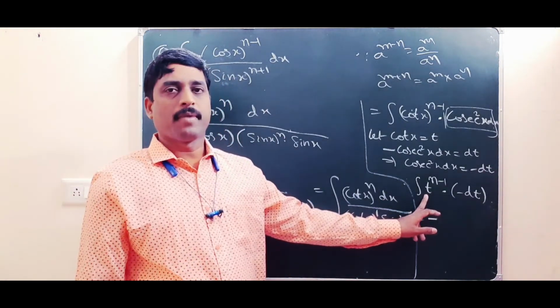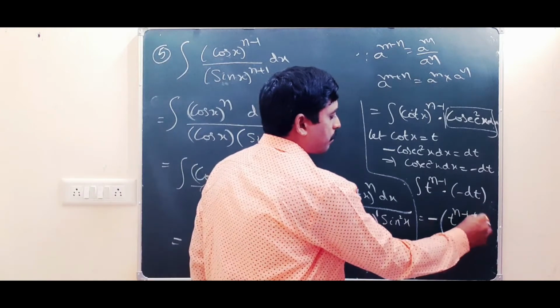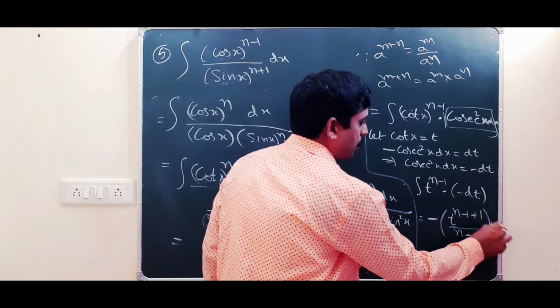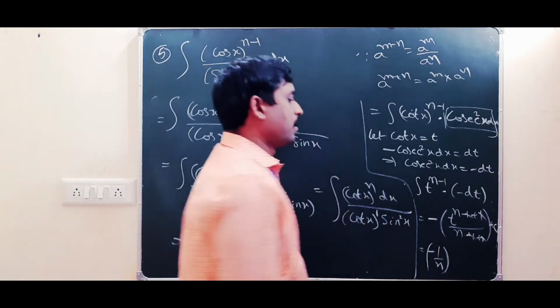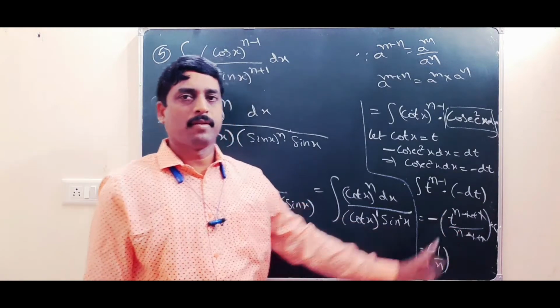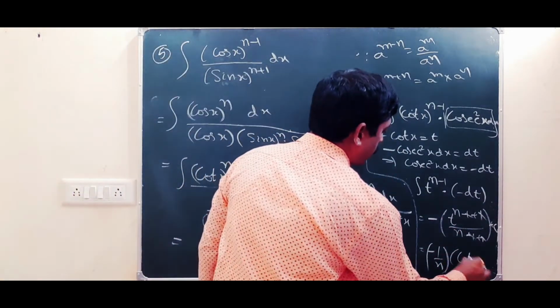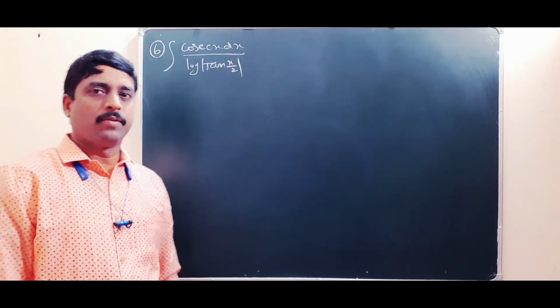Integral of t to the power n minus 1. We have the formula: t to the power n minus 1 plus 1 by n minus 1 plus 1. So 1 gets cancelled. So minus 1 by n into, in the place of t, we should write cot x. So cot x to the power n. This is the answer. Okay, let us go to the next problem.